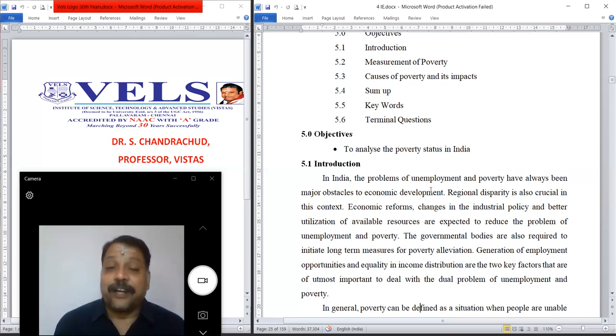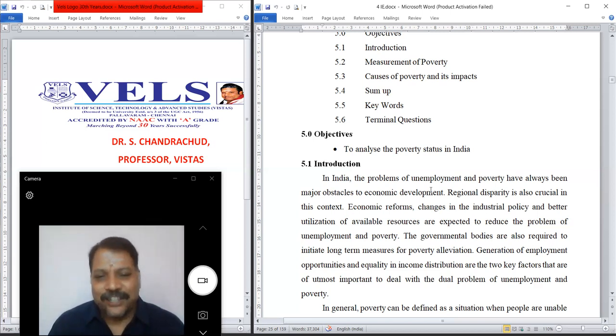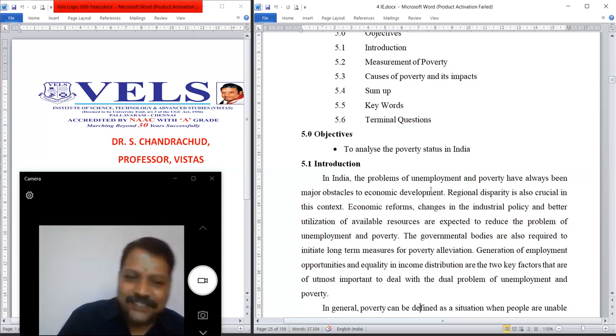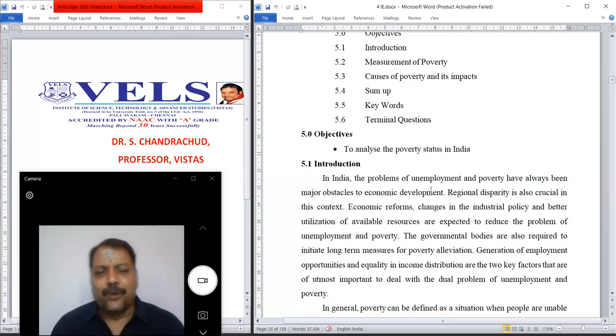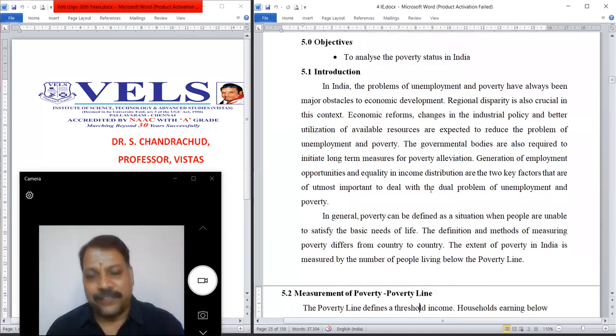The generation of employment in the past 3 decades has eradicated some poverty to some extent, but this generation is not up to the mark. The employment generation and equality of income distribution are the two key factors that are of utmost importance to deal with the dual problem of unemployment and poverty.